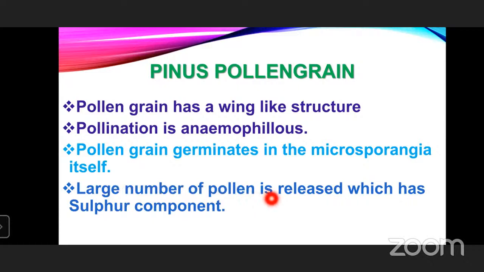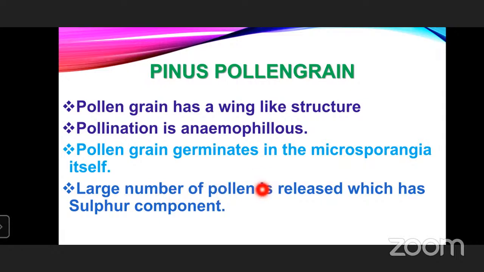A large number of pollen grains are released, which are yellow in color. When we observe Pinus pollen grains, a large number of pollen grains are released into the air between the March to June months. So when we observe the pine forest in between March to June, the total pine forest appears dark yellow in color because these Pinus pollen grains are yellow in color. At a time, large number of pollen grains are released into the air, so the pine forest appears yellow in color.